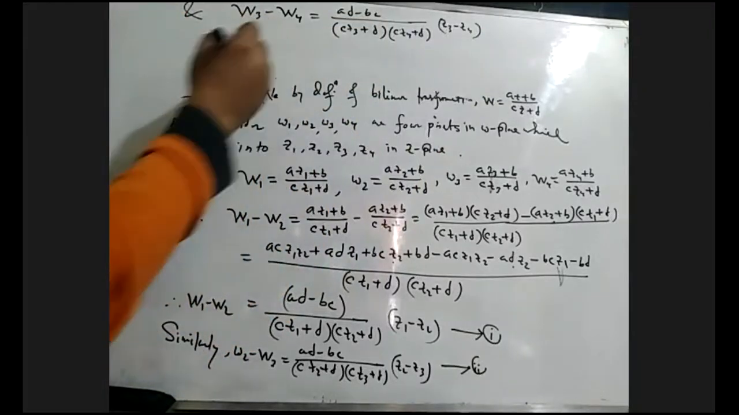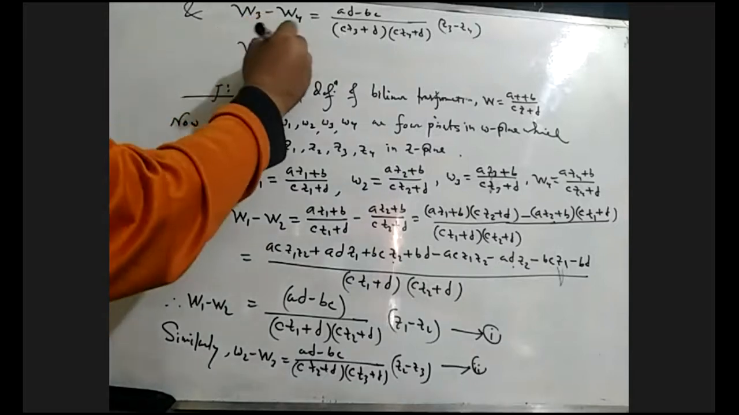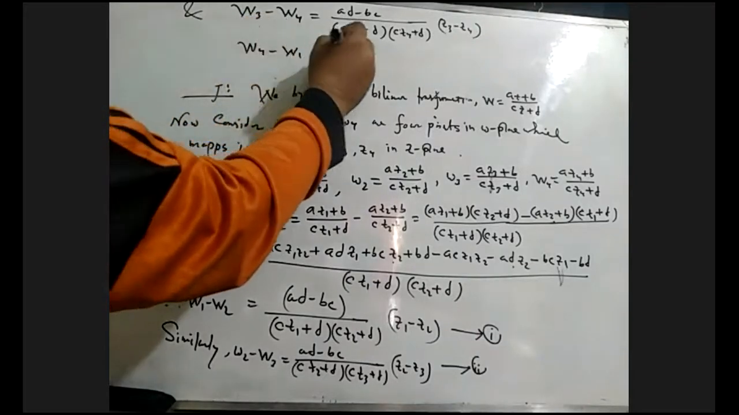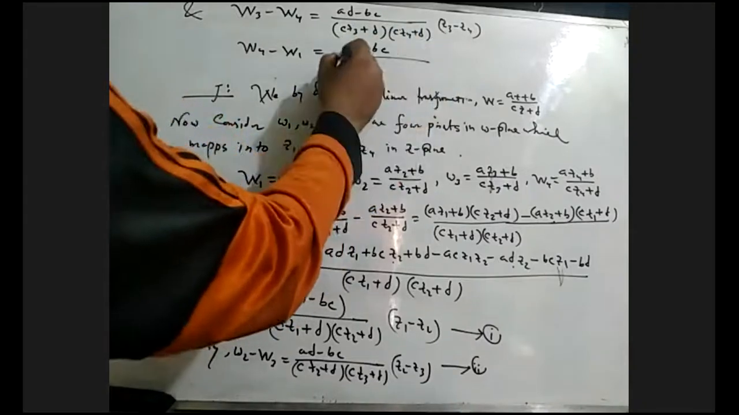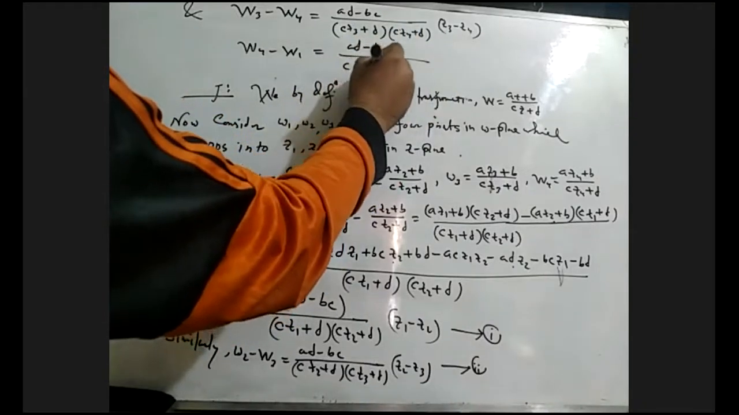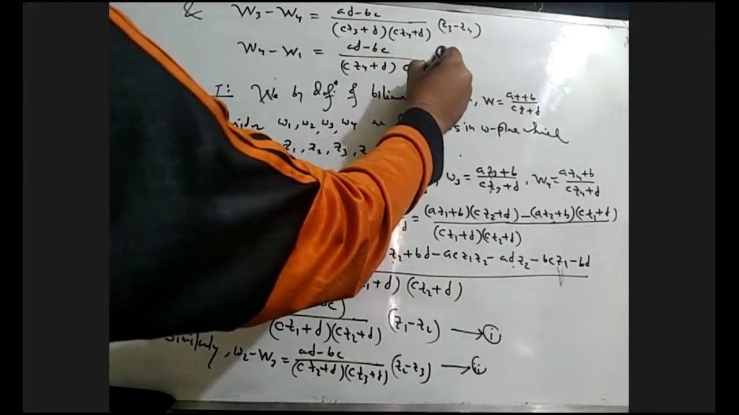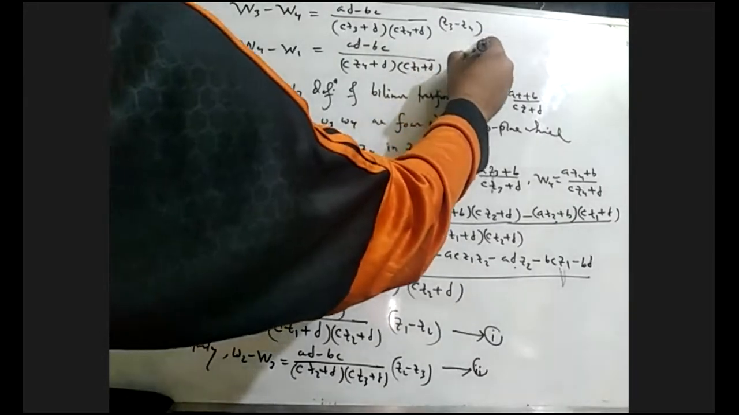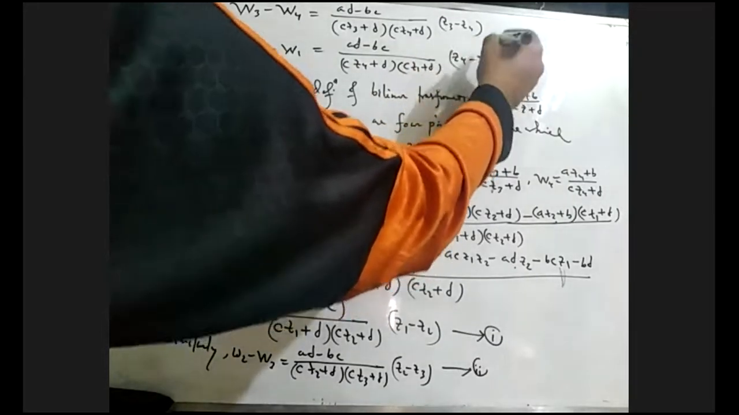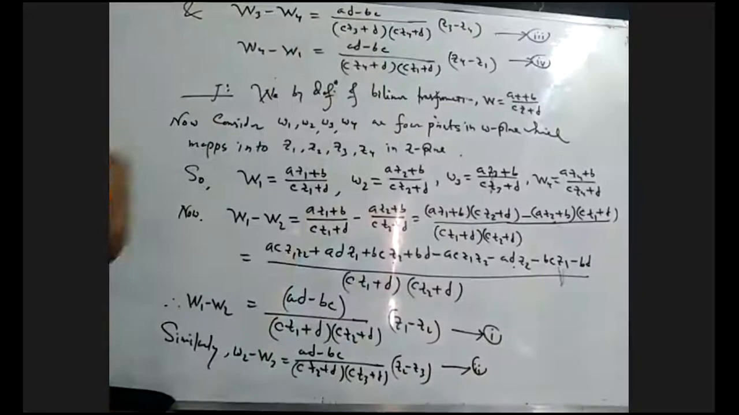And W4 minus W1, similarly (AD minus BC) divided by (CZ4 plus D)(CZ1 plus D) equals to Z4 minus Z1. This is equation number 3, and this is also equation number 4.